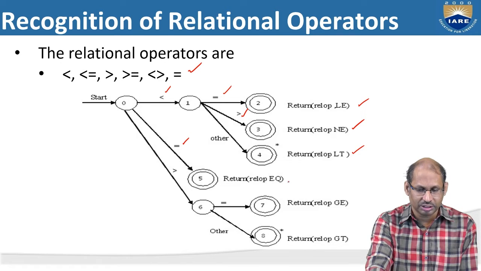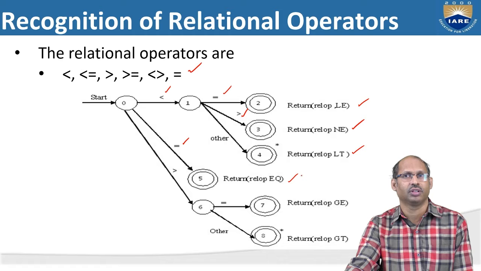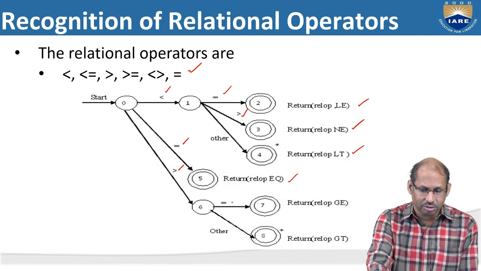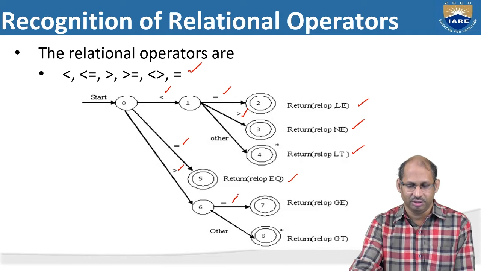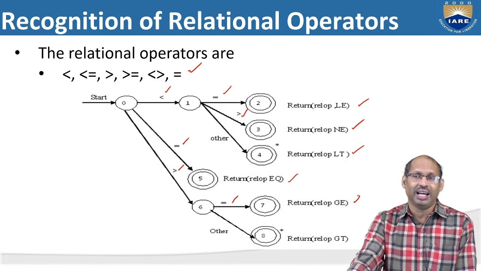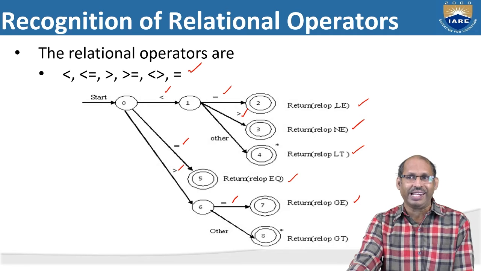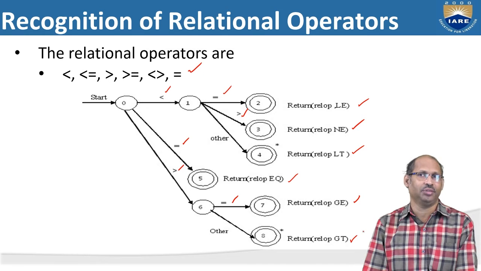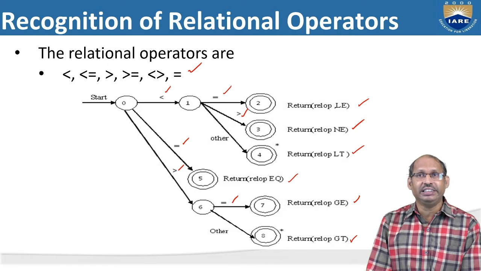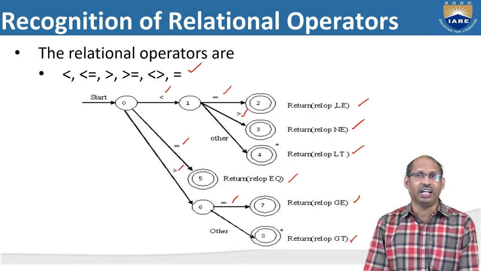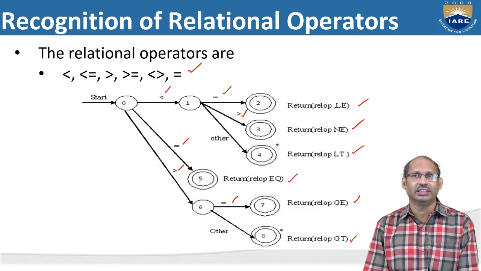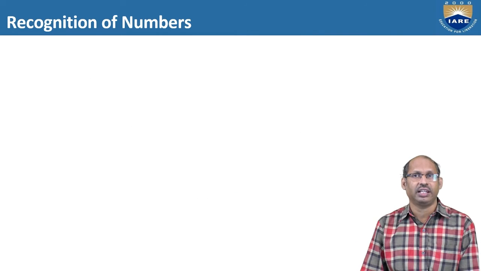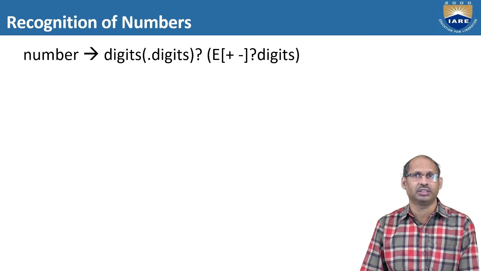If it is assignment, simply equal, right? Then the greater than symbol followed by assignment is greater than or equal. If the greater than symbol is followed by any other symbol, we simply say it is the relational operator greater than. So this is a transition diagram which recognizes all the relational operators, right? Then recognizing the numbers.